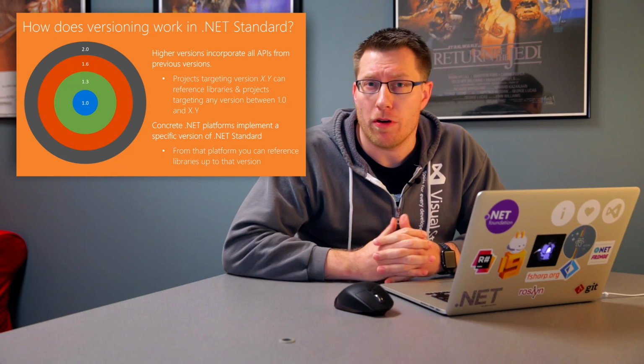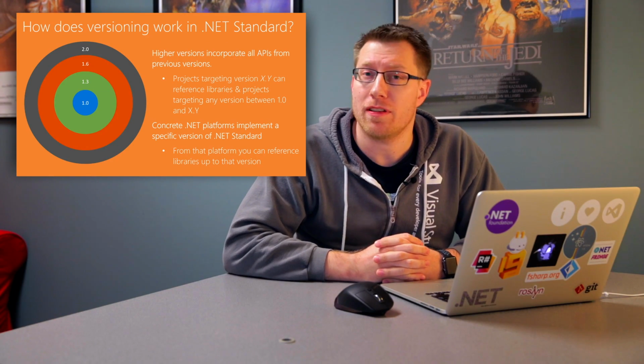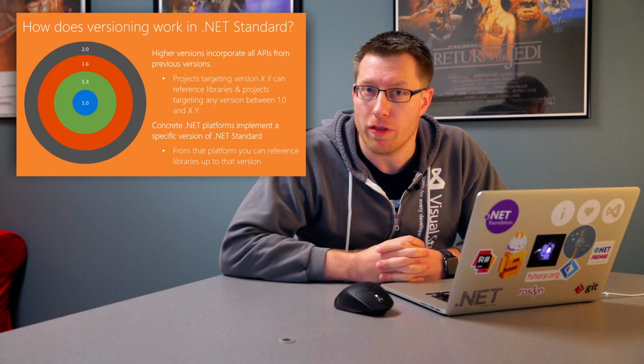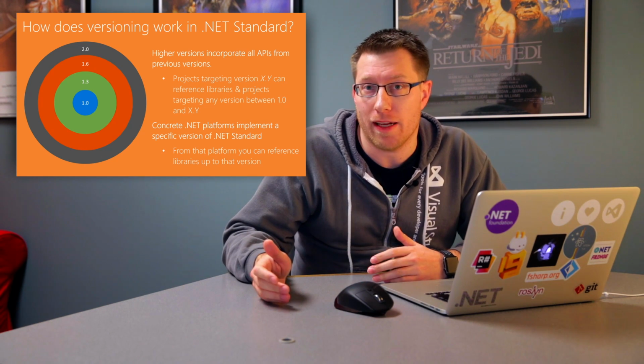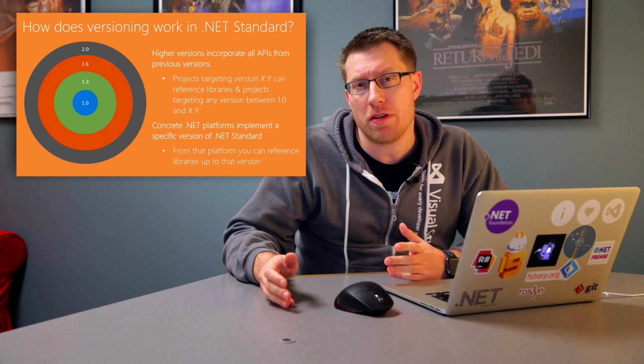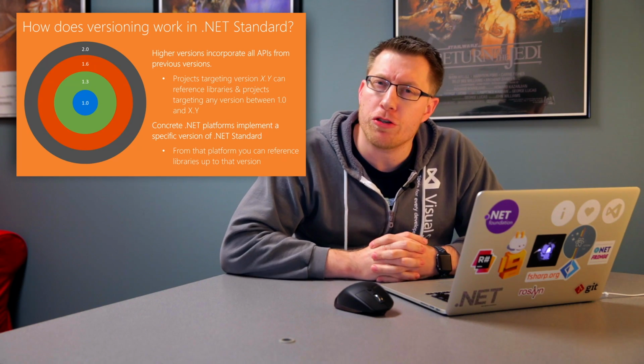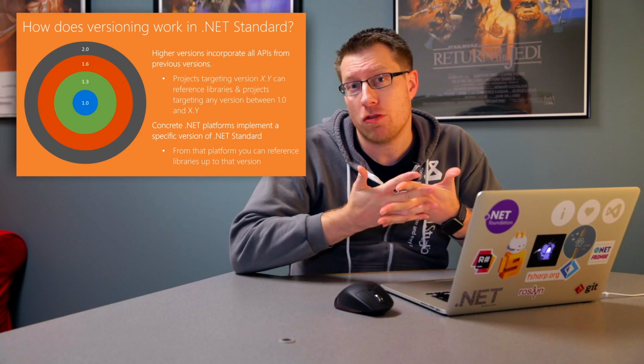You, as a class library author, target a specific version of .NET Standard, let's say version 1.3. That in turn means that your class library will be able to be consumed from any .NET platform that supports at least version 1.3 of .NET Standard. So the question is now, how do you choose which version of .NET Standard to target? And the answer is, it's a trade-off.